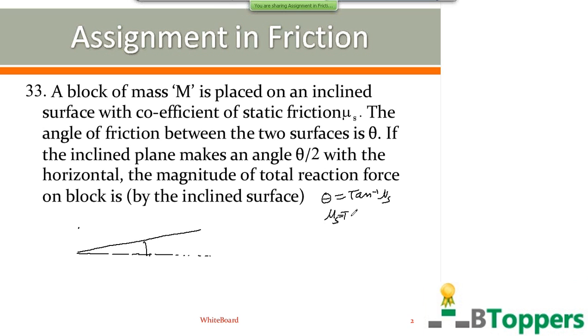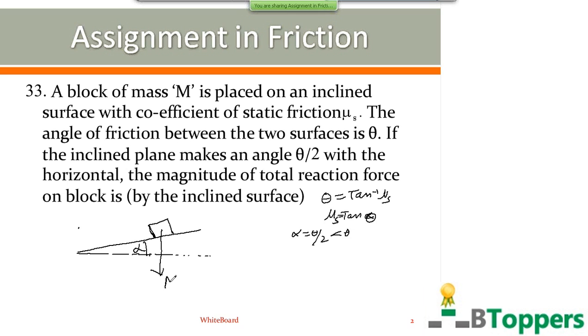Just like in the earlier problem, here also if you denote the angle of inclination of the inclined plane to the horizontal by alpha, mu_s is tan theta. So alpha is theta by 2, which is less than theta. That means the angle of inclination of the inclined plane with the horizontal is less than the angle of friction between the two surfaces. Therefore, just like in the earlier question, with the same reasoning, you can say that the block will be at rest on the inclined plane.